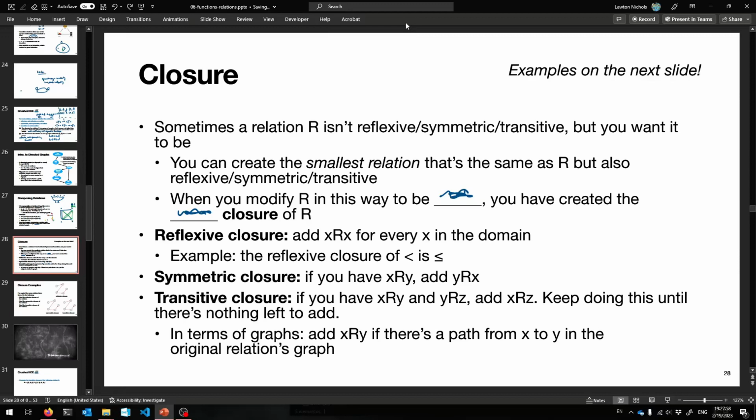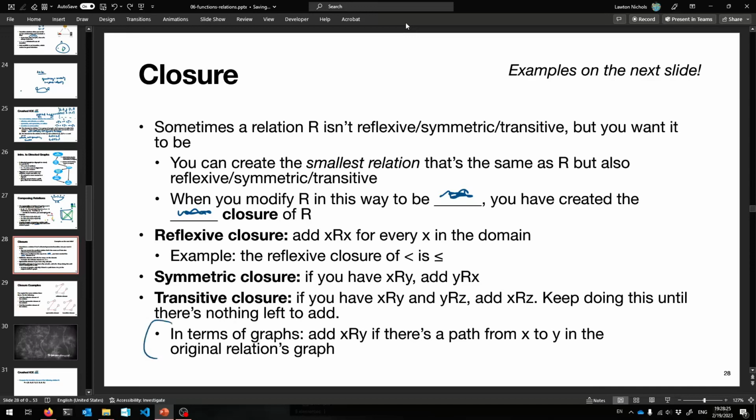Then finally, the transitive closure is if you have x related to y and y related to z, then you better add an arrow. Add that x is related to z. Keep doing that, because this might add more things that give you more transitive things to add. You've got to keep doing that until there's nothing left. The rest of these are kind of a one-off thing, but with transitive closure, you might create an arrow that's going to kick off a bunch more transitive closure rules that add even more arrows, okay?